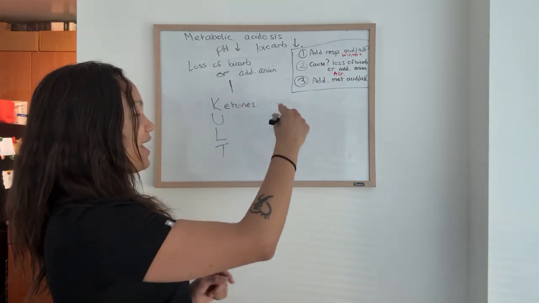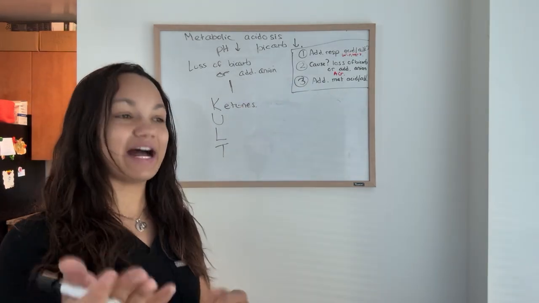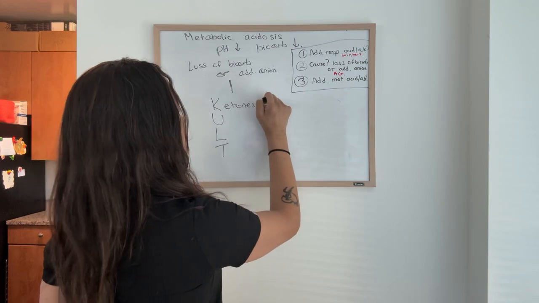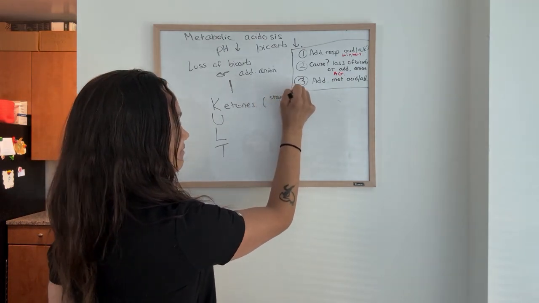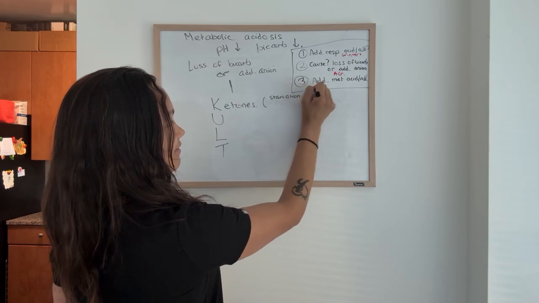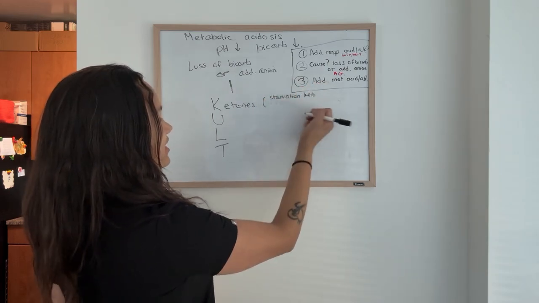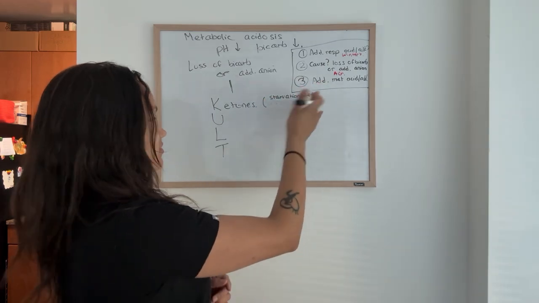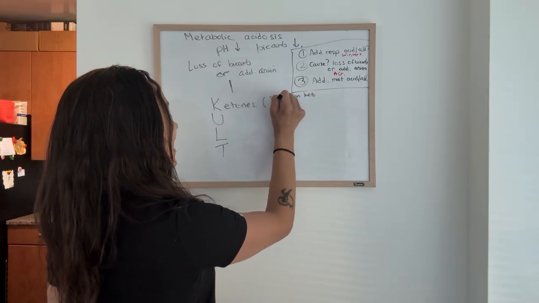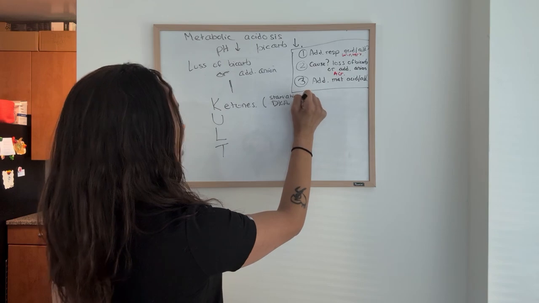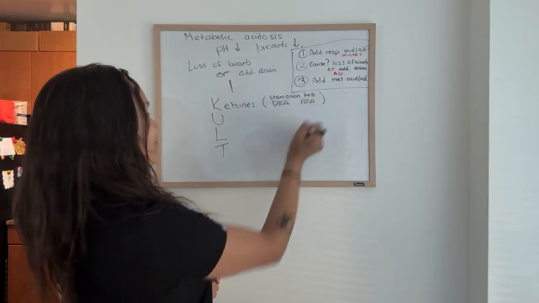So you have an additional ketone, and that's what's lowering your bicarb. So ketones, that's your starvation ketoacidosis. Starvation keto. People on the keto diet, I feel like, are starving, so we'll leave it like that. You have your DKA, and then you also have your alcoholic ketoacidosis.